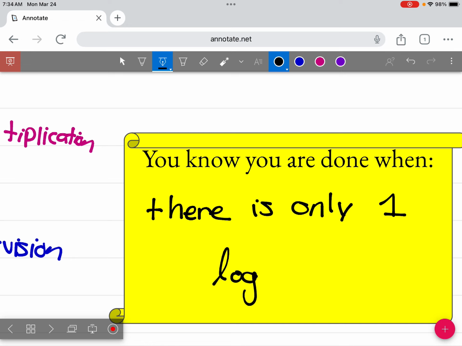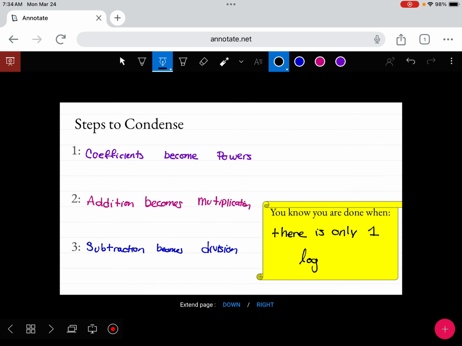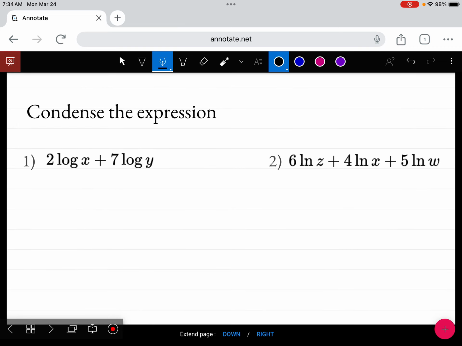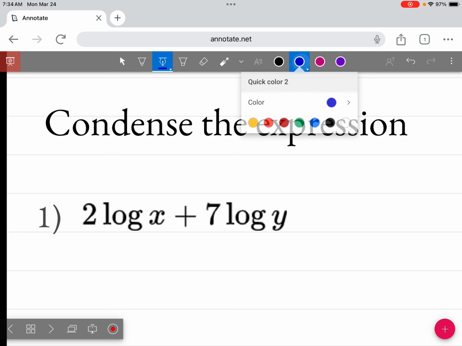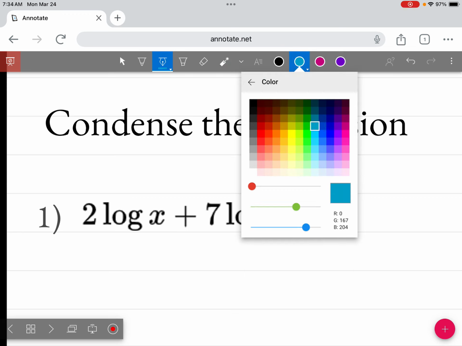So we're going to practice this with the ones we've got down below. Let's look at a couple of them. So here's 1 and 2 from down below. For number 1, we're going to start by looking at our coefficients. Our first step is that our coefficients become powers.